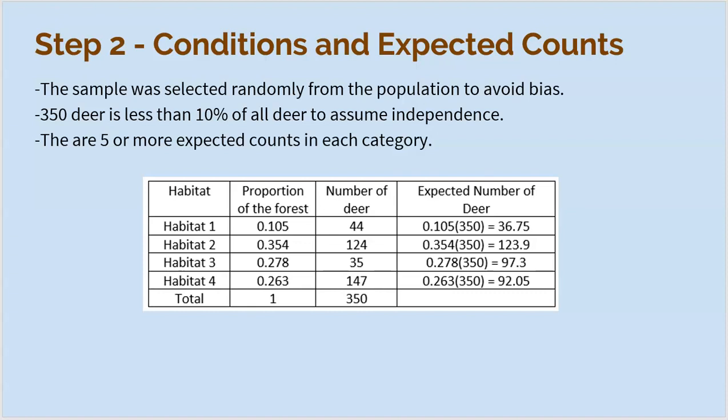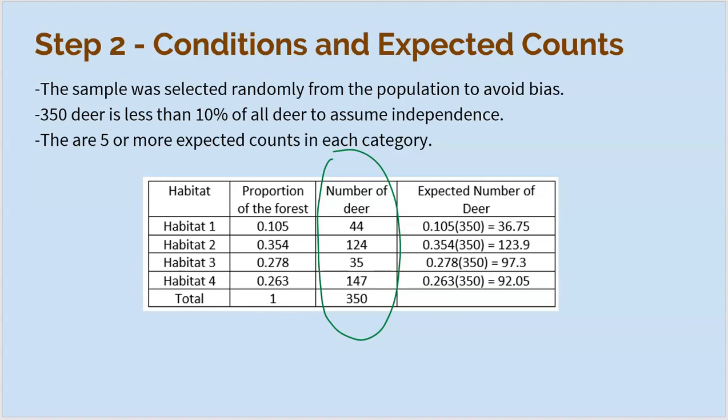All right, so let's make a nice little table here. And the AP graders love it when you make a little table to organize yourselves. So right here are my observed values. These are the values that I observed. The helicopter that took these aerial photos found 44, 124, 35, 147 deer in each habitat. Now the expected. So remember the null. We always assume the null is true, right? And the null says that the proportion of the forest is equal to the proportion of the deer.